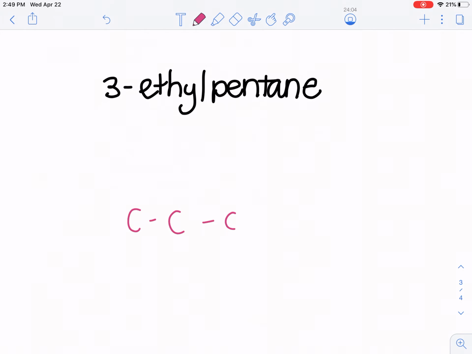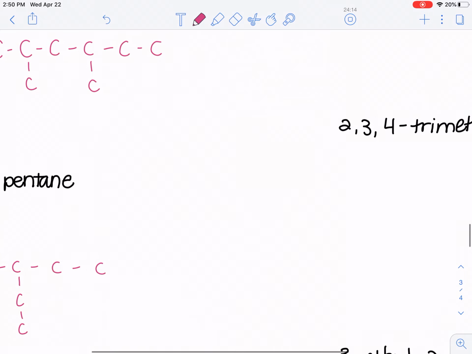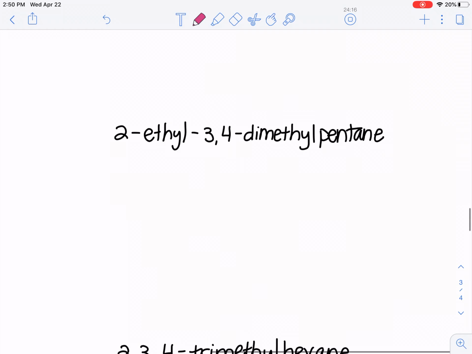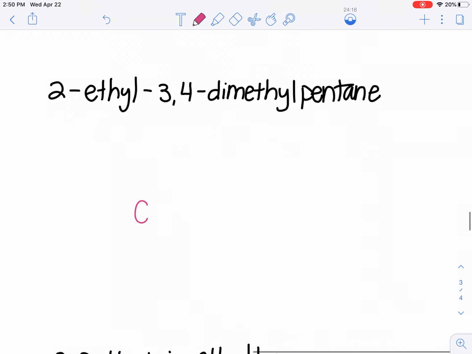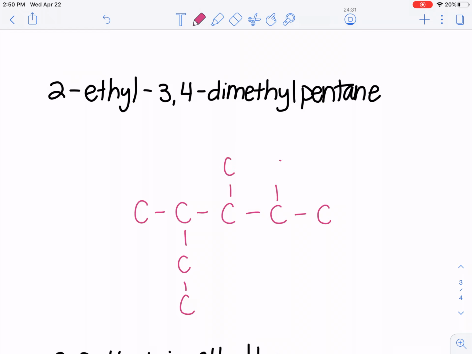3-ethylpentane. 1, 2, 3, 4, 5. And on the 3rd carbon, I have an ethyl, which is 2 carbons long. Here we go, another pentane. And on the 2nd carbon, I have an ethyl. On the 3rd and the 4th, I have a methyl group.